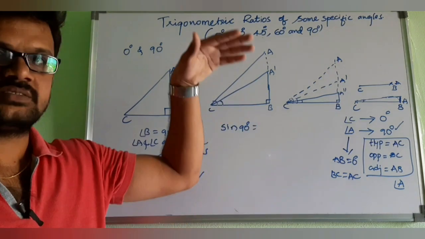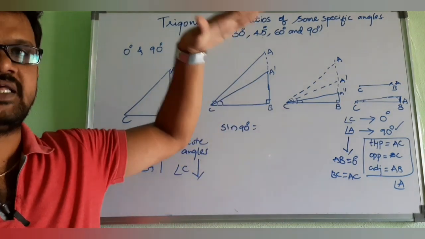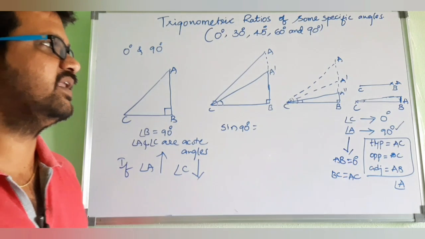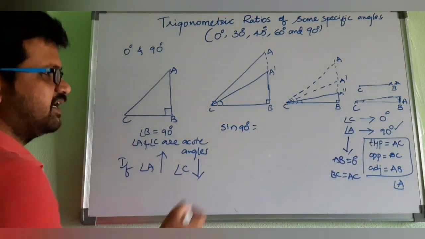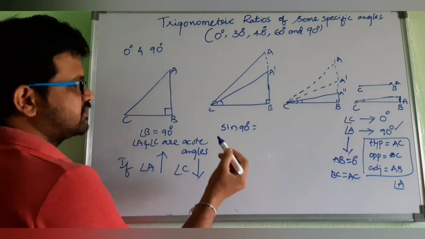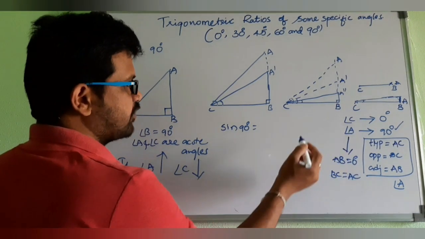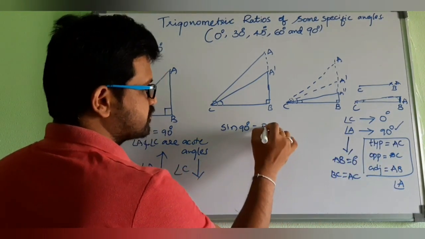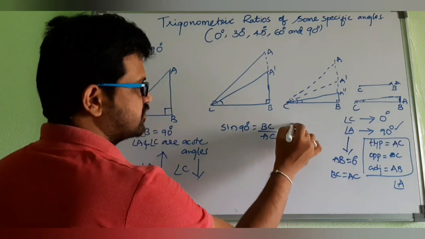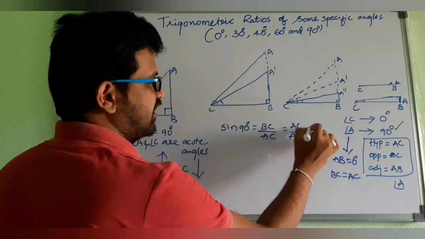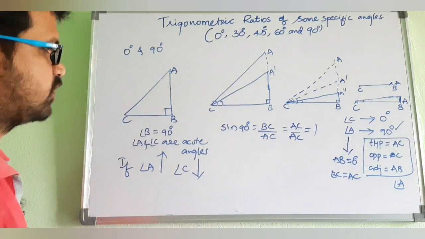When angle A is increasing, it becomes equal to 90 degrees and angle C is 0 degrees. So sine 90 degrees, what is sine 90 degrees? Opposite by hypotenuse. What is the opposite side? BC. Hypotenuse is AC. BC is equal to AC. So AC by AC, that is 1. Sine 90 degrees value is 1.